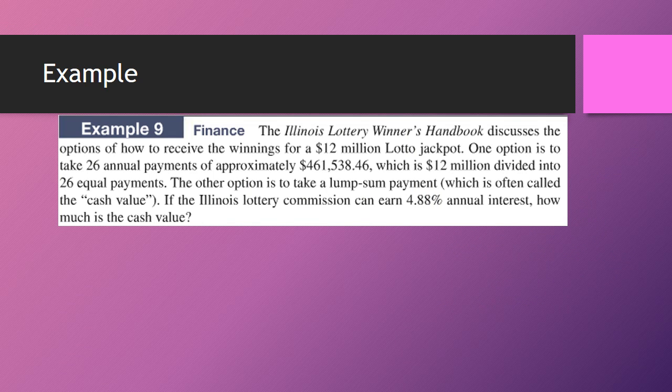Okay, here's another problem. Read over this. You've got 2 options. You won $12 million. You can take it in payments over 26 years. The other option is to get a lump sum, and the commission can earn 4.88% annual interest. What is that cash value? Now, before you do the problem, this is going to be an annuity due. You get the payments at the beginning, so you need to use the annuity due formula. Pause the recording and give it a try.